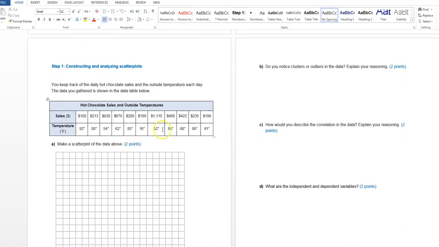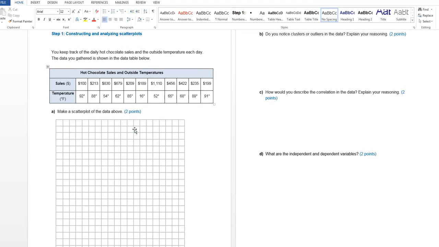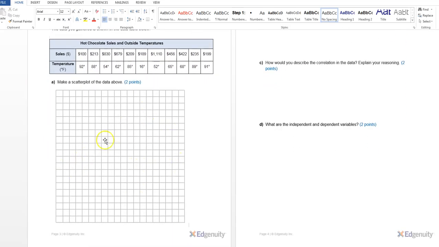And the first question is, you have some data here in this table. You need to graph it in this graph, or you could use your own graph paper if you wish and do it separately. And then just go back and put your points here.